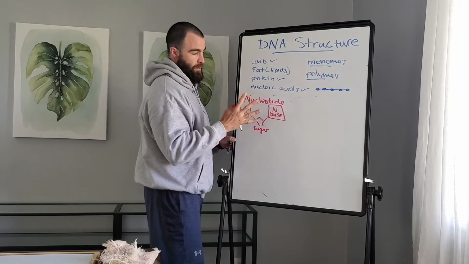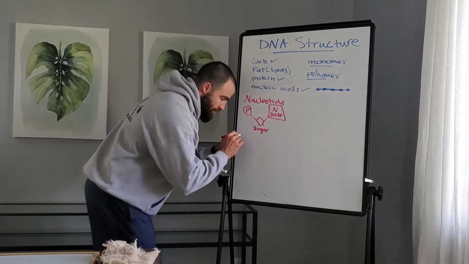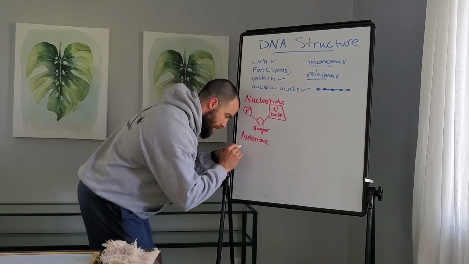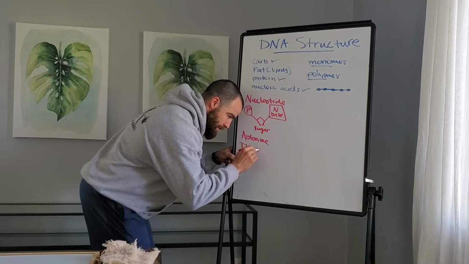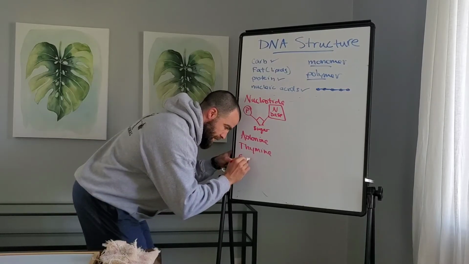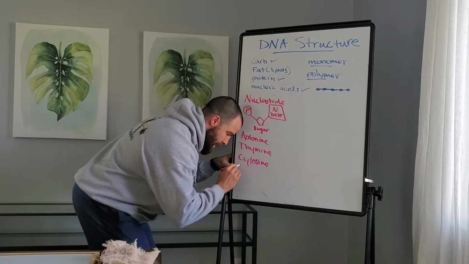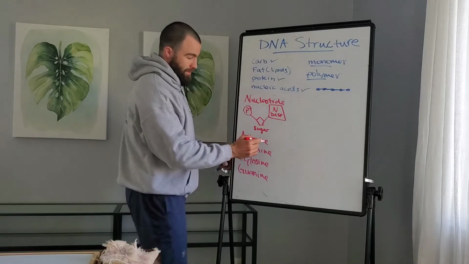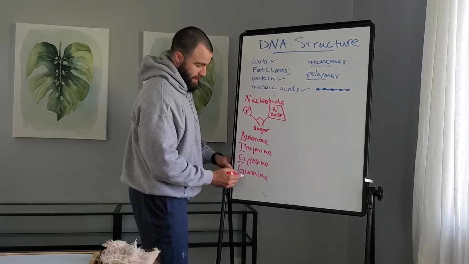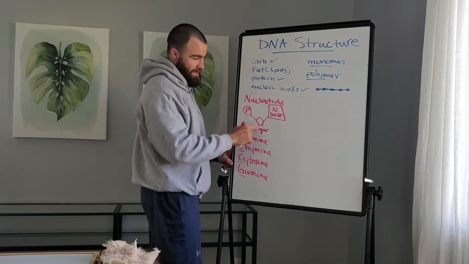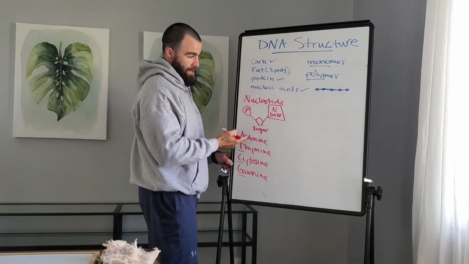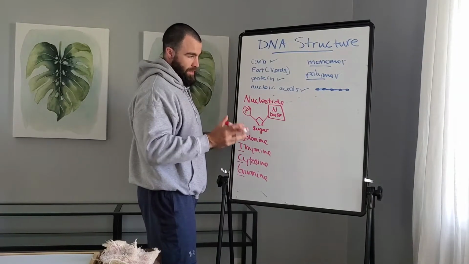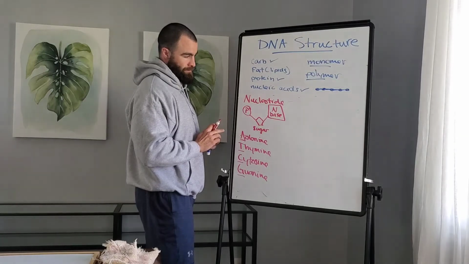So there are four different types of bases you could have. You could have adenine, thymine, cytosine, and guanine. These are just abbreviated A, T, C, and G. If you were to put an adenine base right there, you would have an adenine nucleotide. You could put a thymine right here and you'd have a thymine nucleotide, and so on. That's just how that would continue.